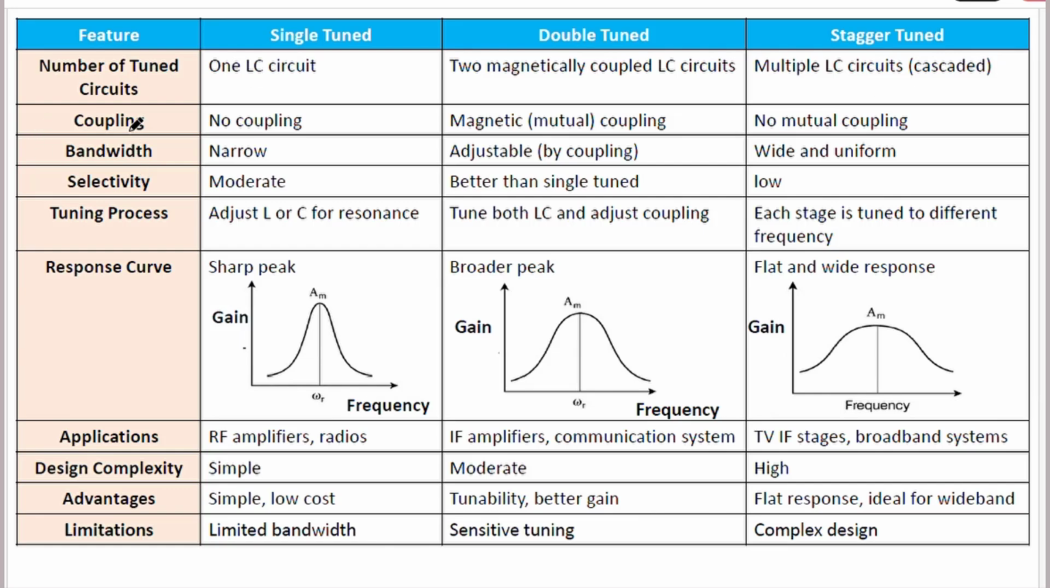And coming to the coupling, there is no concept of coupling in single tuned amplifier. Even if it is a cascaded stage of single tuned amplifiers, there is no coupling. But in the case of double tuned amplifiers, there exists magnetic coupling. And in the case of stagger tuned amplifiers, there is no mutual coupling. Actually, each tuned circuit is tuned to different frequencies.